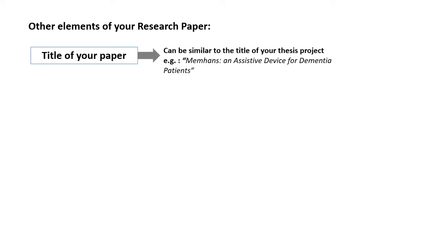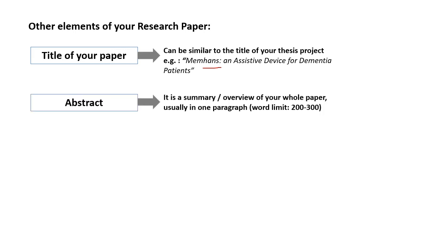elements of your research paper, like the title of your paper, which is the most important thing. It can be similar to the title of your thesis project. It can be something like, as a sample example, MEMHANS, an assistive device for dementia patients, or something like design and development of an assistive device for dementia patients. Abstract is again an important thing. It should be a one paragraph abstract. The word limit can be 200 to 300 words, and it's basically a summary or overview of your whole paper.